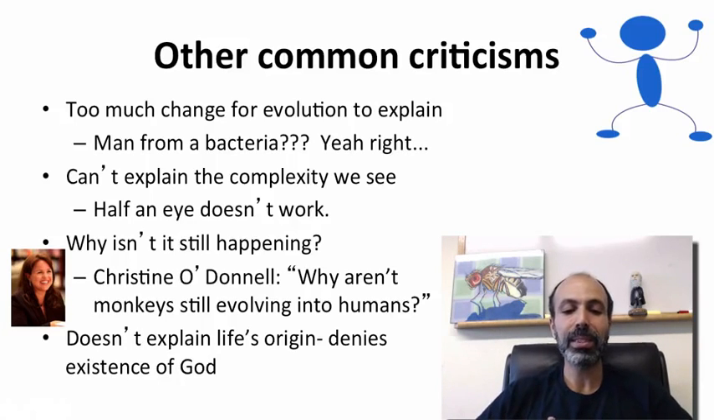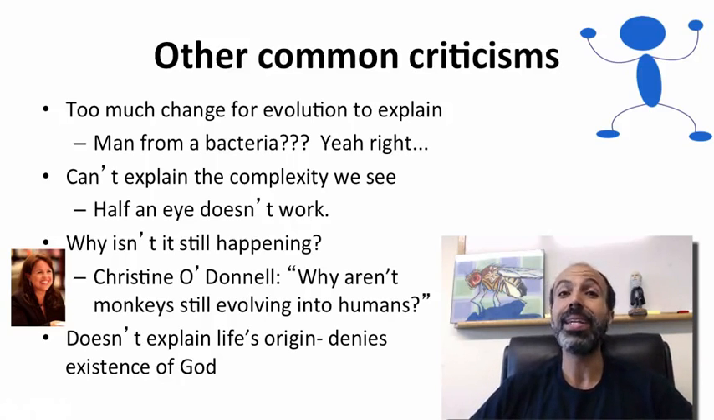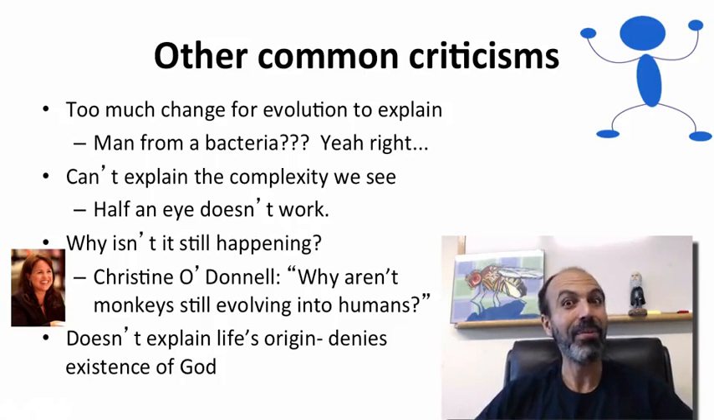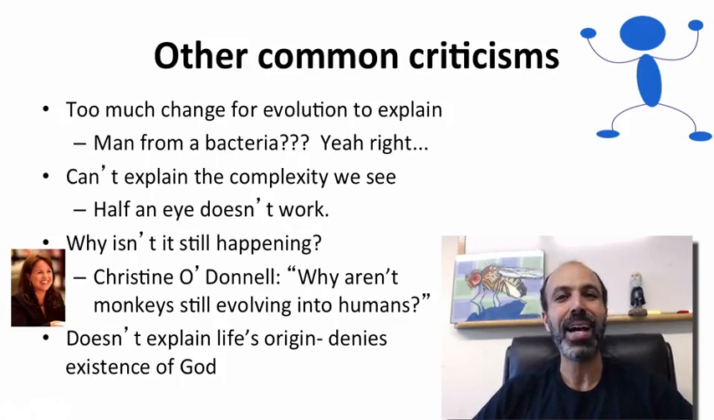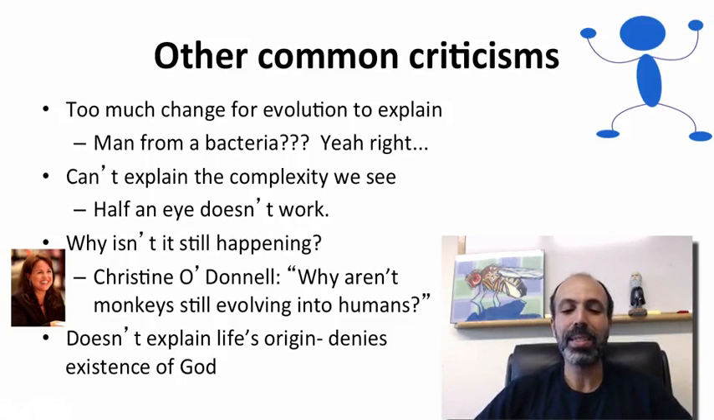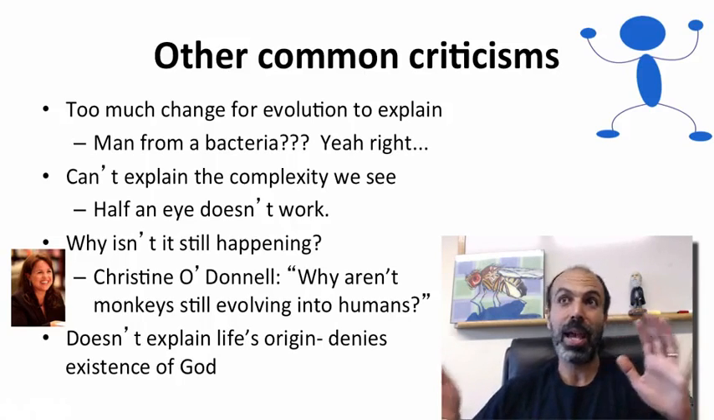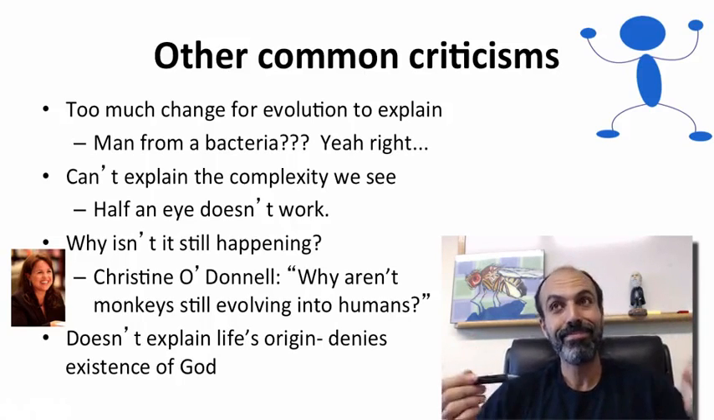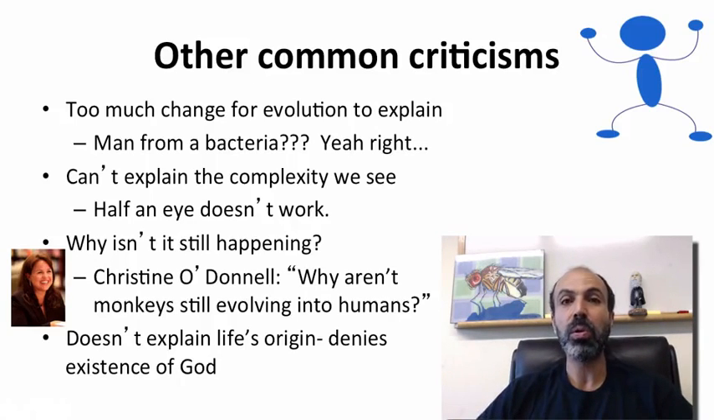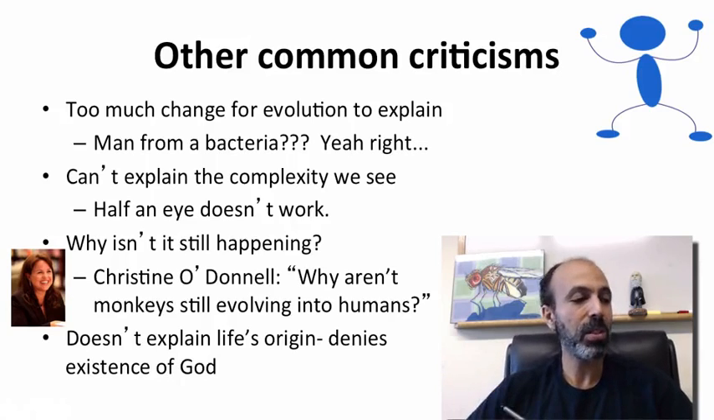You can't explain the complexity we see. One example you frequently hear is that of the eye. The eye is too complex, and half an eye doesn't work. Well, it's true, half an eye doesn't work, but that's not how evolution would have made the eye. It wouldn't have made one half and then the other half. Another that's come up is, why isn't it still happening? Republican strategist Christine O'Donnell here in the United States said, why aren't monkeys still evolving into humans? We don't see these half human, half monkeys out there, obviously. Yeah, we'll come back to that. And last but not least, that it doesn't explain life's origin or denies the existence of God. We'll come back to each of these points.